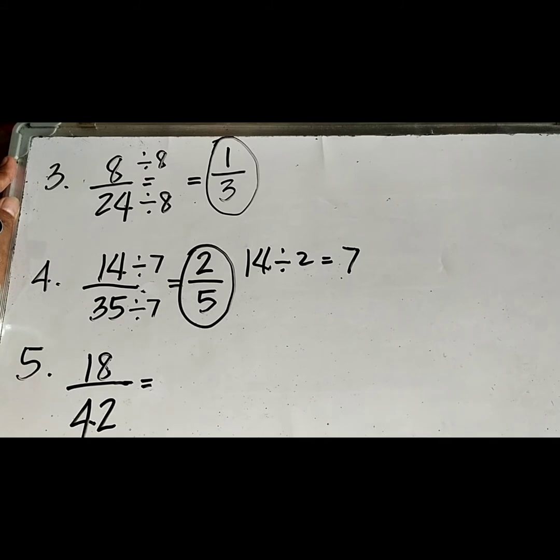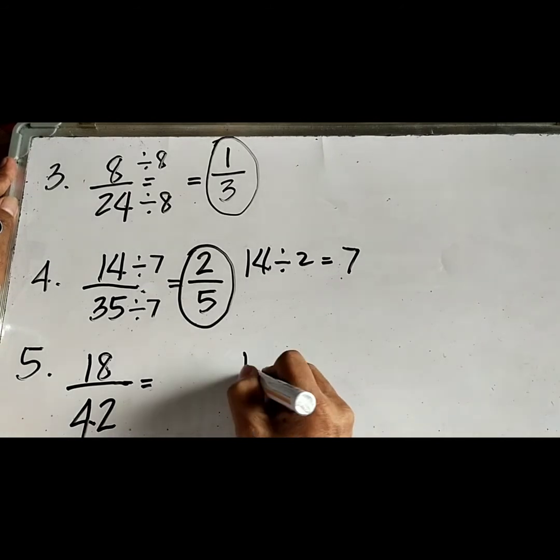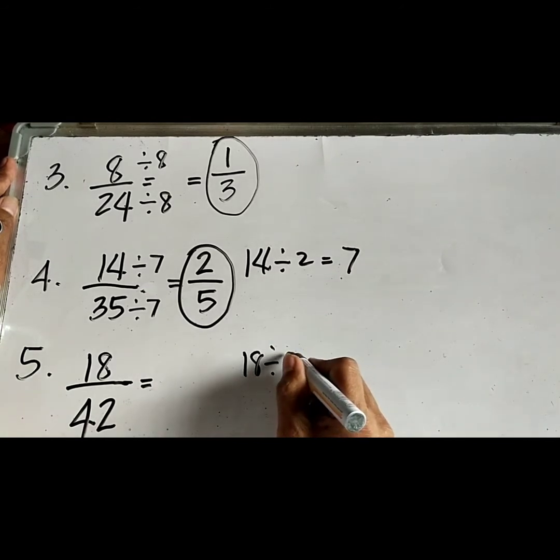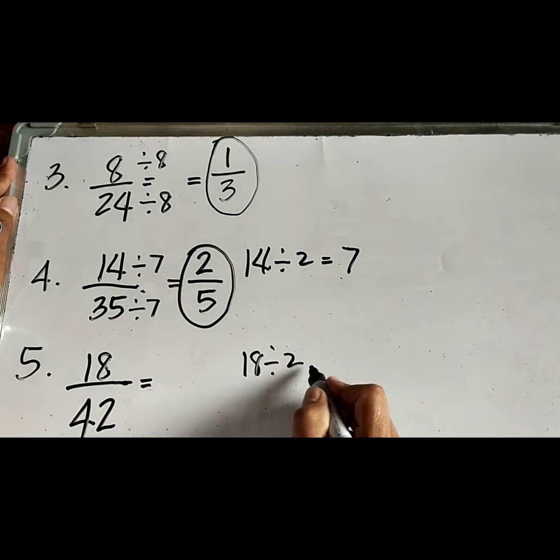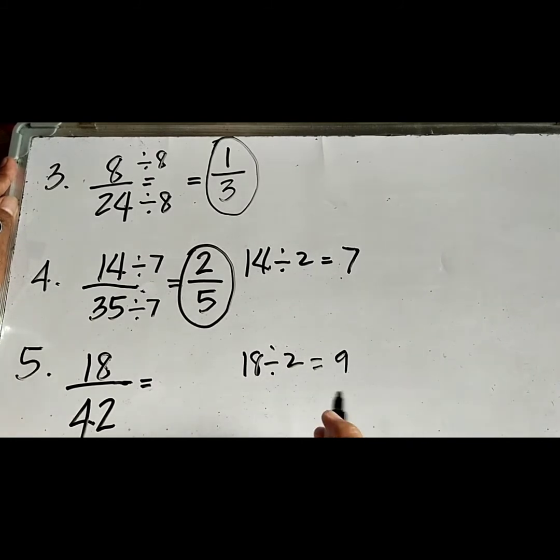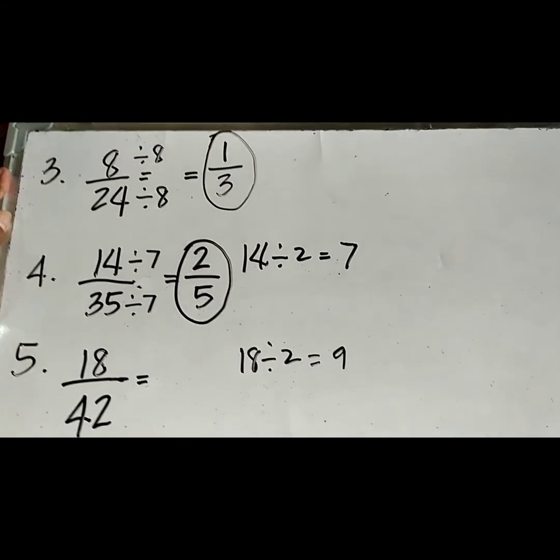Okay, we have this one, number 5, 18 over 42. So, how do we do it in this method? Again, 18 cannot divide 42. So, again, we will start. Divide 18 by 2 is 9. 9 cannot divide 42. So since the result is 9, we will again increase the number.